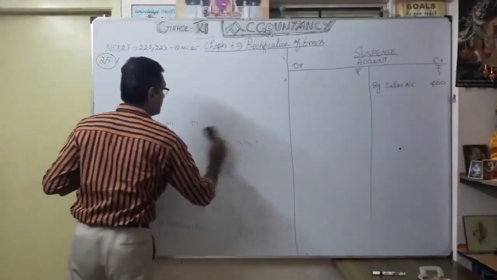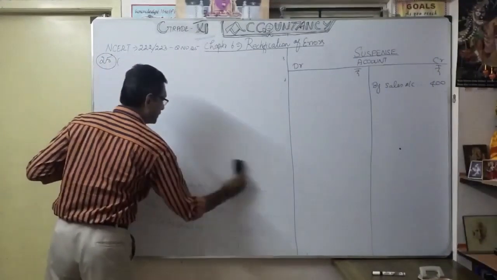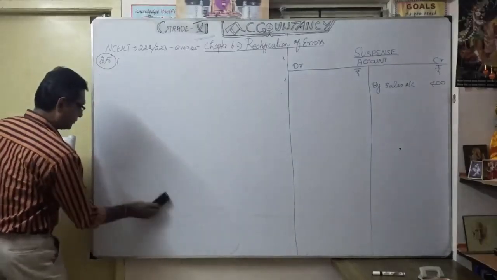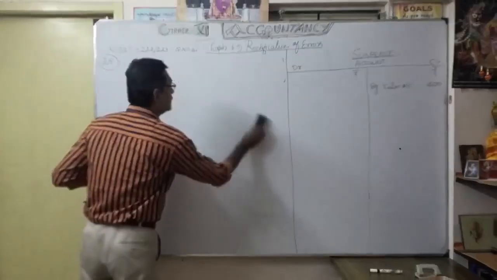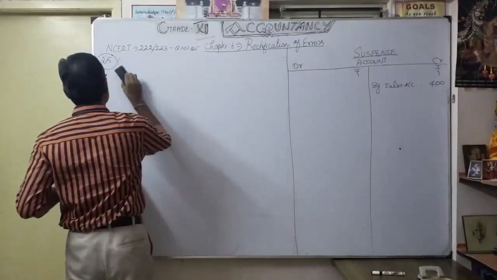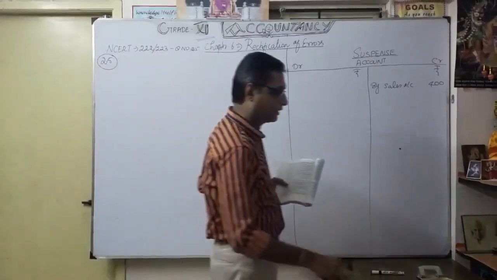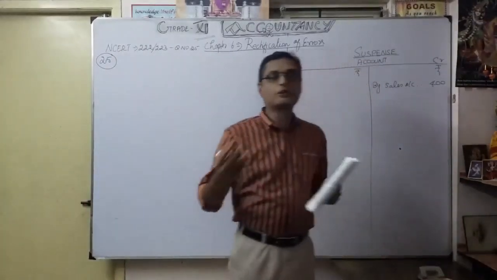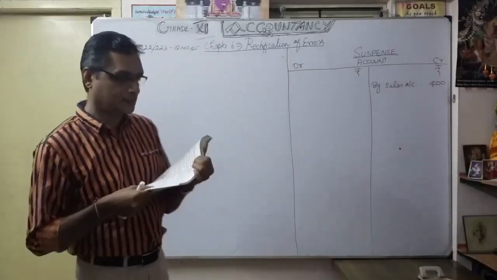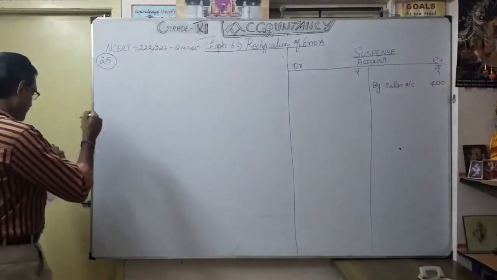So what is the next one? Take the next page, page number 223. Whenever you are watching the video, please keep your NCERT book with you, especially for rectification of errors. I am taking the exercise from here only, so you can follow very easily. Whenever you watch the video, simultaneously keep the NCERT book, then you can understand very clearly. That's why I am writing the transaction also.